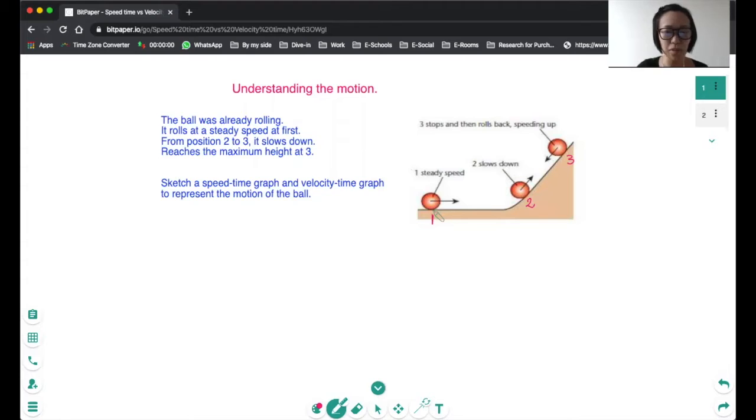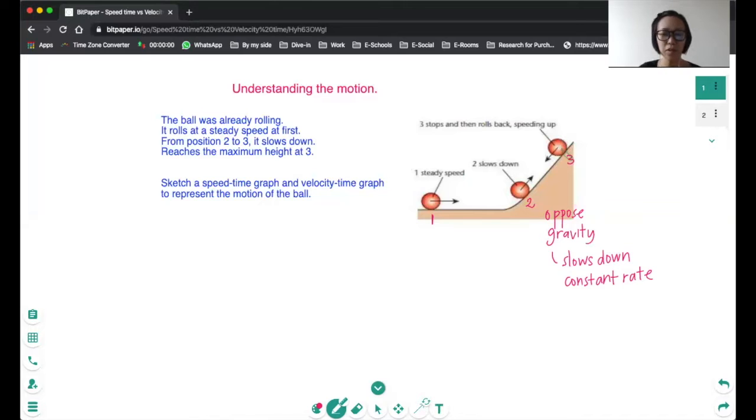At first, from position 1 to 2, it travels at steady speed, which means at constant speed. When it approaches position 2, as it's going up the slope, it will start to slow down because it is opposing gravity. And because it's opposing the same amount of gravity, it would slow down at a constant rate. Over here, we're assuming that the effects of air resistance will be negligible.